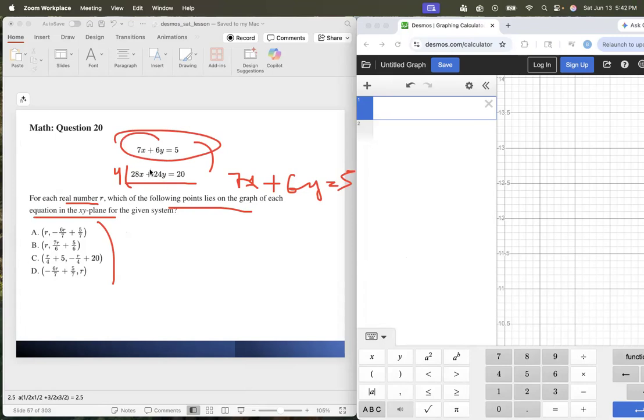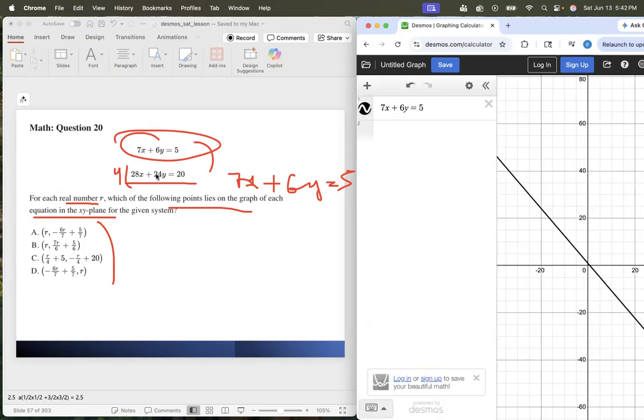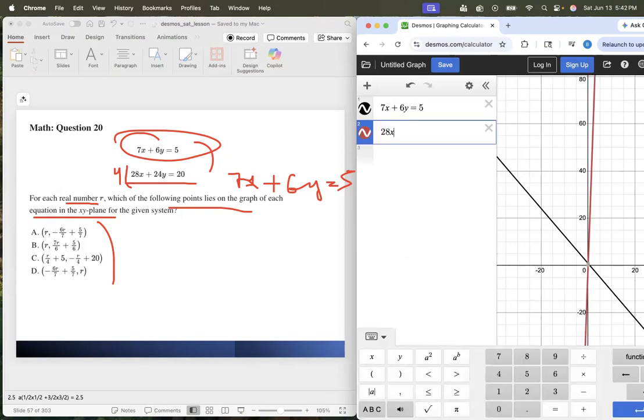So I'm going to plot this. This is how you answer questions strategically. 7x plus 6y and 5. I don't have to worry about any other equation, right? Just one, because if I plot this, it will superimpose on itself. Let me show you. 28x plus 24y is equal to 20. You see, you don't see it. Therefore, I don't need those two.